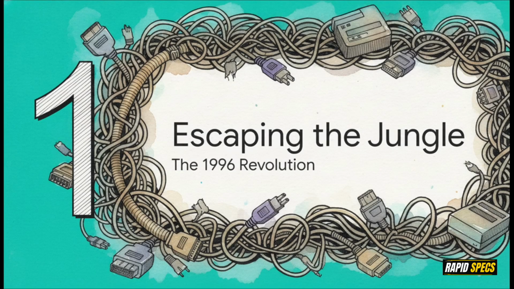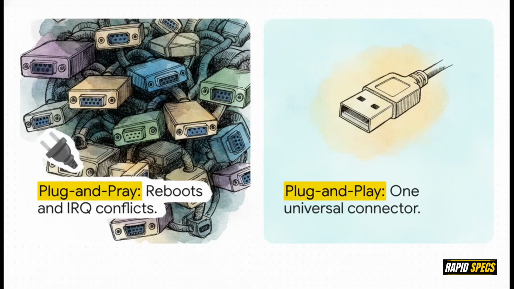Section 1. Escaping the port jungle, the 1996 USB revolution. To really appreciate where we are now, you gotta remember that before USB, the back of your PC was just a chaotic, colorful jungle of totally different ports. Buying a printer meant dealing with one massive thick cable. Your keyboard used a PS2 port, your mouse used a different one, and your scanner, that needed something completely different. It was literally a game of plug and pray.